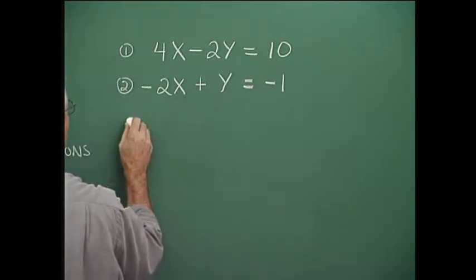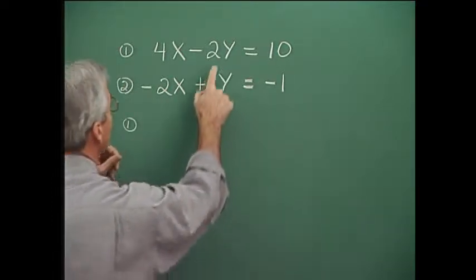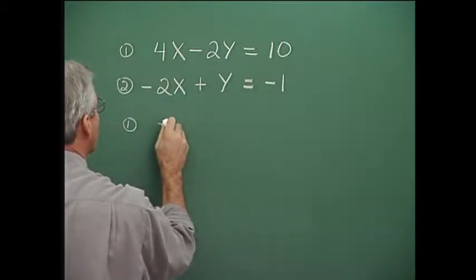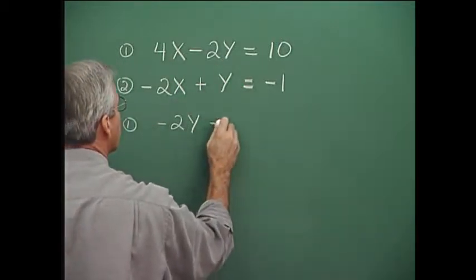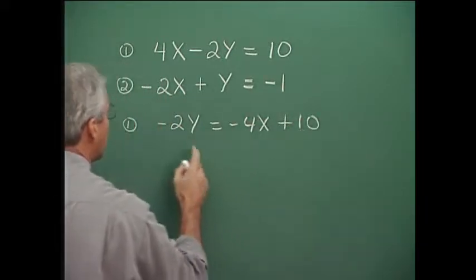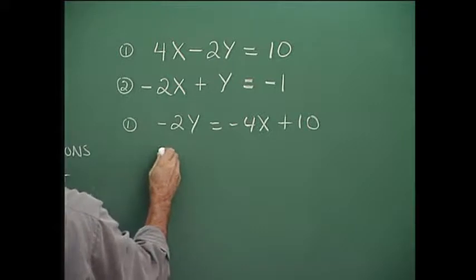So for equation 1, we want to solve for y. So we'll kick the 4x away from this side. We'll subtract 4x on both sides, giving us this. And then divide through by -2.